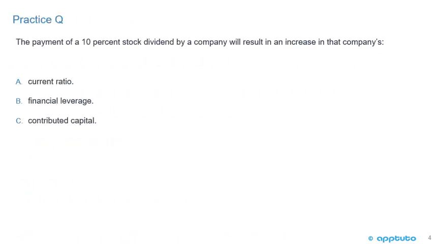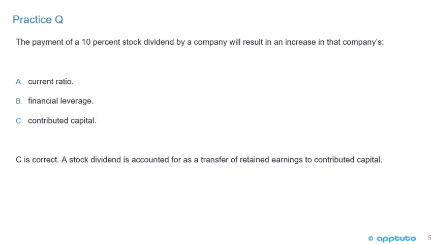So let's just do a little practice question to check our understanding. The payment of a 10% stock dividend by a company will result in an increase in that company's A, current ratio, B, financial leverage, or C, contributed capital. Okay, the correct answer is C. A stock dividend is accounted for as a transfer of retained earnings to contributed capital. So as I just said, you're going to debit retained earnings and credit contributed capital for a common stock dividend. The current ratio is current assets divided by current liabilities. Nothing's happening to current assets or current liabilities. In financial leverage, assets over equity, nothing's happening to the equity. It's just a transfer from retained earnings to contributed capital.